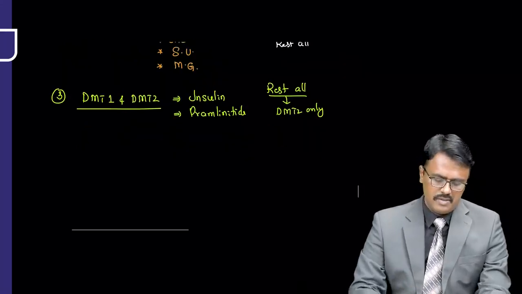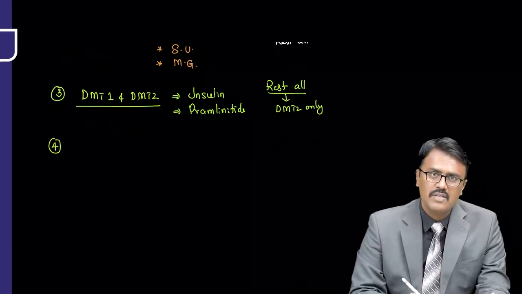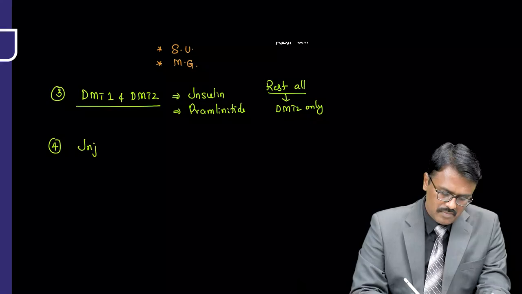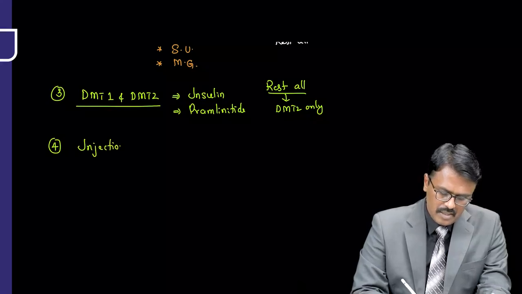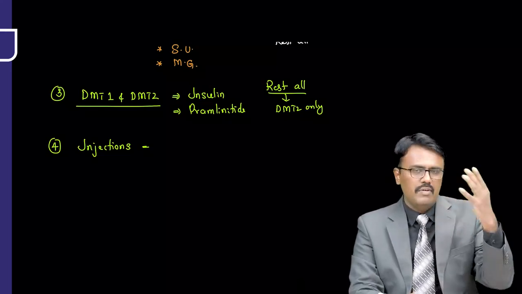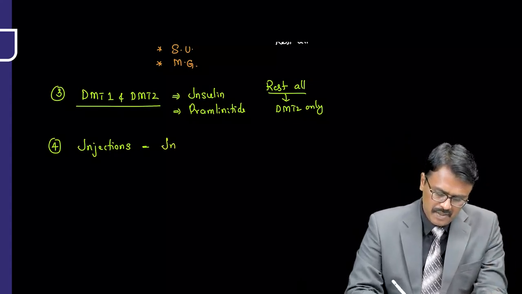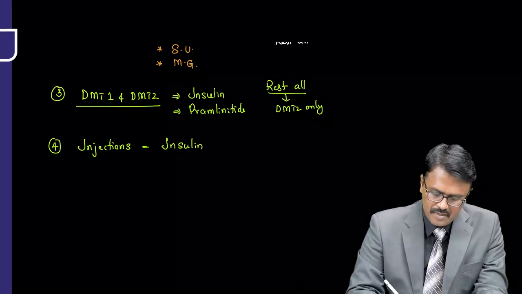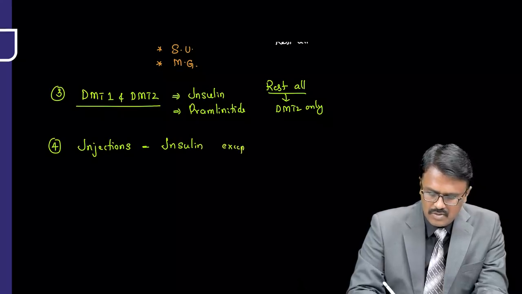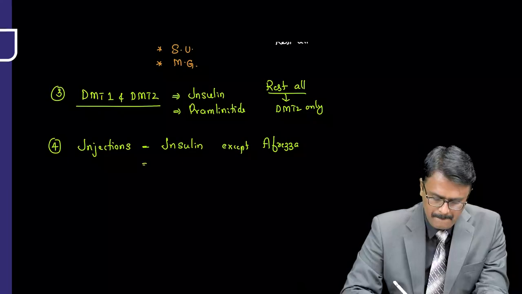Very much important. Number 4, what drugs used in diabetes are used as injections? Very much important. And that's the reason why I started my videos with the first 3 drugs, injection only. So even if you have confusion, if you know the first 3, it's easy. Insulin, except which insulin is not given as injection? Afrezza, because it's an inhaled insulin.